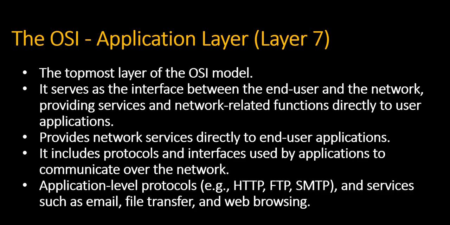The final layer, which is layer 7, is the application layer, and it is of course the topmost layer of the OSI model. It serves as the interface between the end user and the network, providing services and network related functions directly to user applications. It includes protocols and interfaces used by applications to communicate over the network. Application level protocols, for example, HTTP, FTP, SMTP, and services such as email, file transfer, and web browsing.